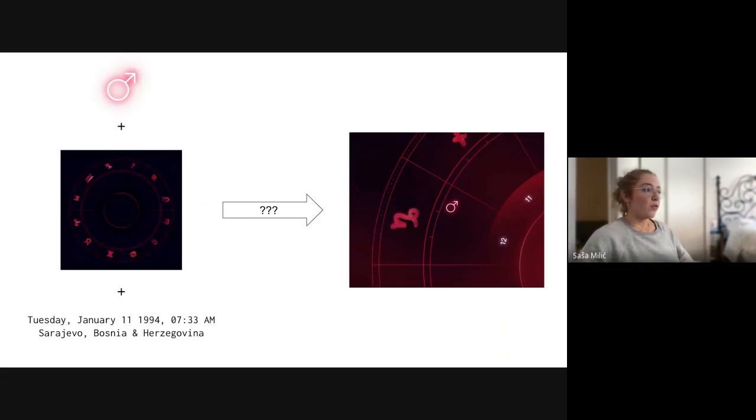Okay, so layer positioning. This is just a visual example. We have a Mars layer, we have a natal chart, and then I picked a stellium here, and we have a time of birth and a location. So we have to convert all of this. Do you guys see my cursor? Is that visible? Okay. So we have to convert all of this information into something that looks like what's on the right.